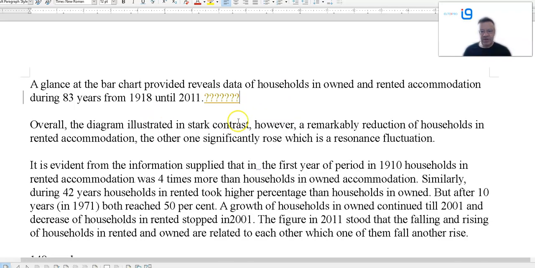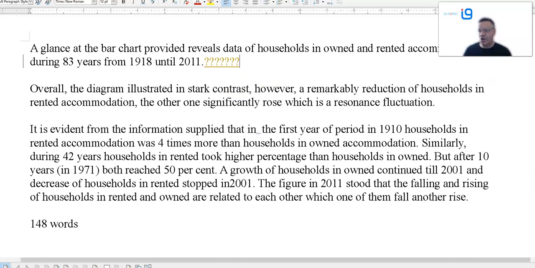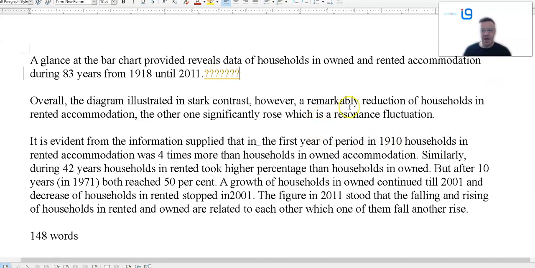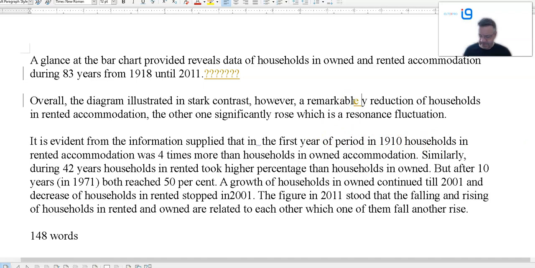The diagram illustrated in stark contrast. How did it illustrate in stark contrast? A remarkable reduction. Right, so here, this looks like we've got memorized sentences and phrases just used with no real connection to what you actually see. In stark contrast to what? And why is it remarkable? Reduction. The other one what? Significantly, the other one what?